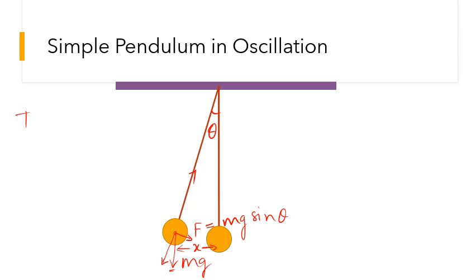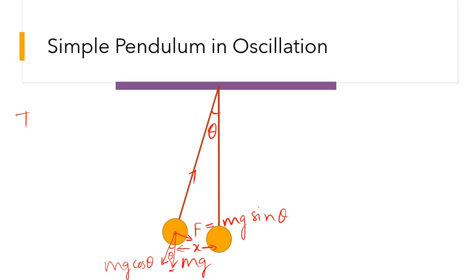How do you find this relation? By using the parallelogram method of vector addition. Since these two are vertical lines and this line is moving straight, this angle must also be theta, because this angle is theta, and the other force here is mg cos theta.